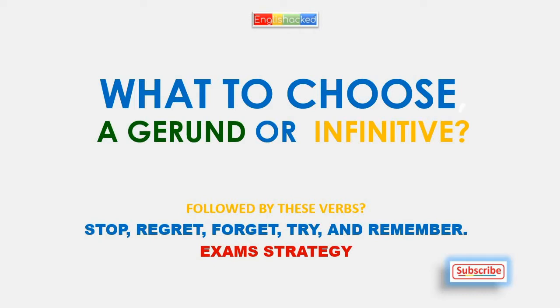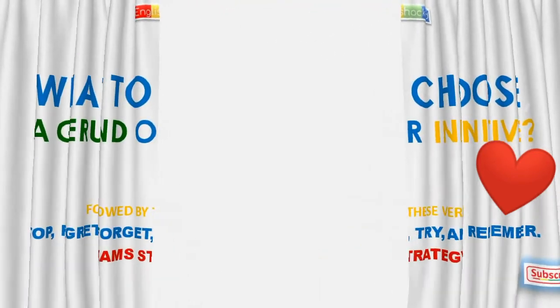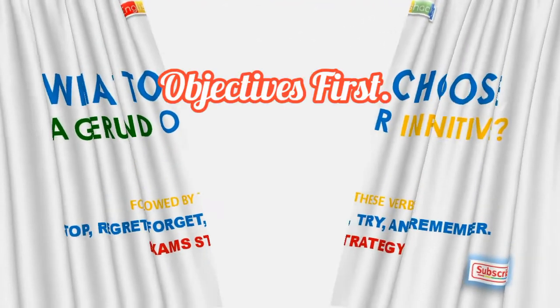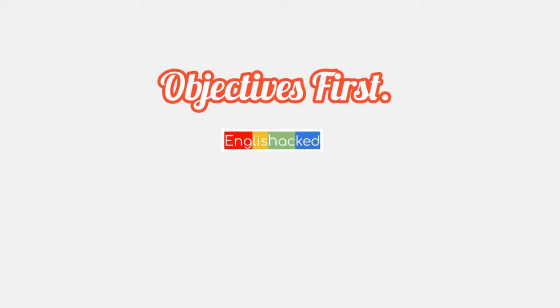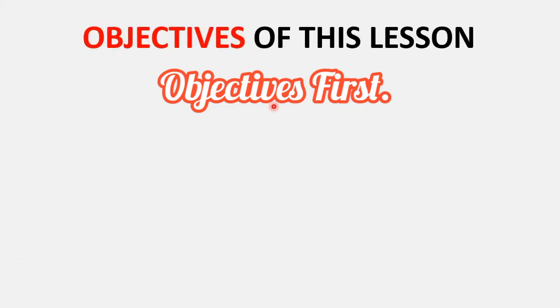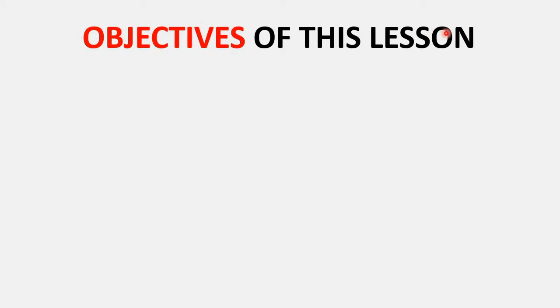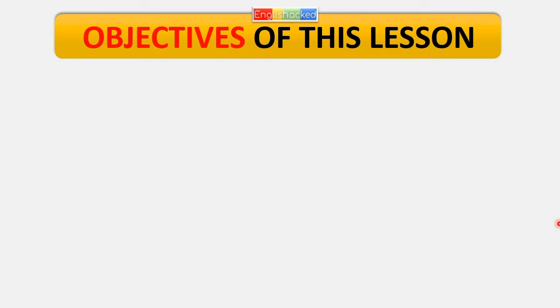What do you choose when you have a gerund or infinitive, when it is followed by stop, regret, forget, try, and remember? Yes, as teachers, we find issues teaching this topic, and as learners, you find problems. Yes, I know you find problems with these five verbs when they are followed by some verbs.